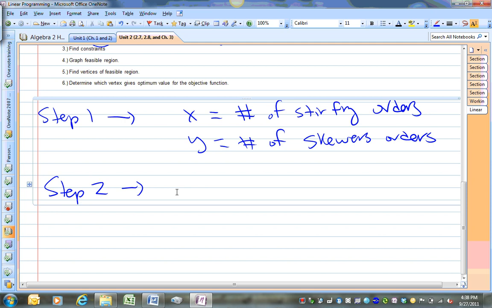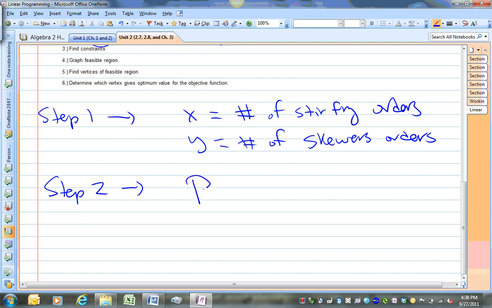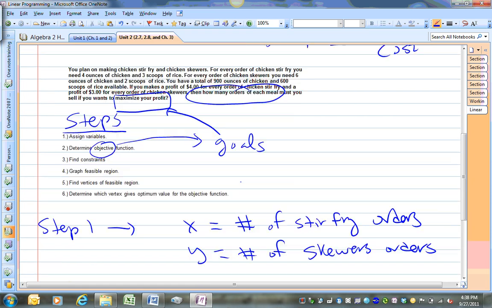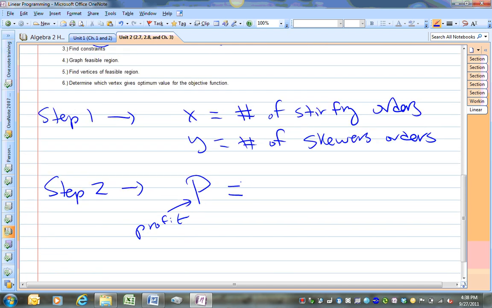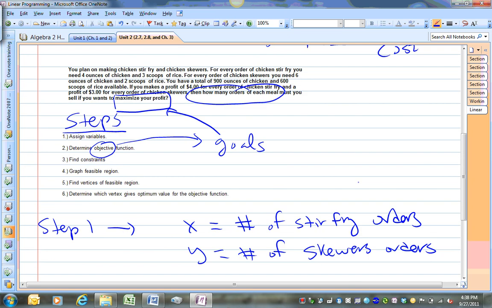So when I write the objective function, P stands for profit. Or if you're dealing with cost, you can use capital C for cost. We see that you can make a $4 profit for stir fry. So depending on how many stir fry orders I sell, 4x is going to be my profit from the stir fry orders. Let's say, for example, I sell 100 stir fry orders. That's $400. And the other one's going to be 3y, because the profit for skewers was $3.